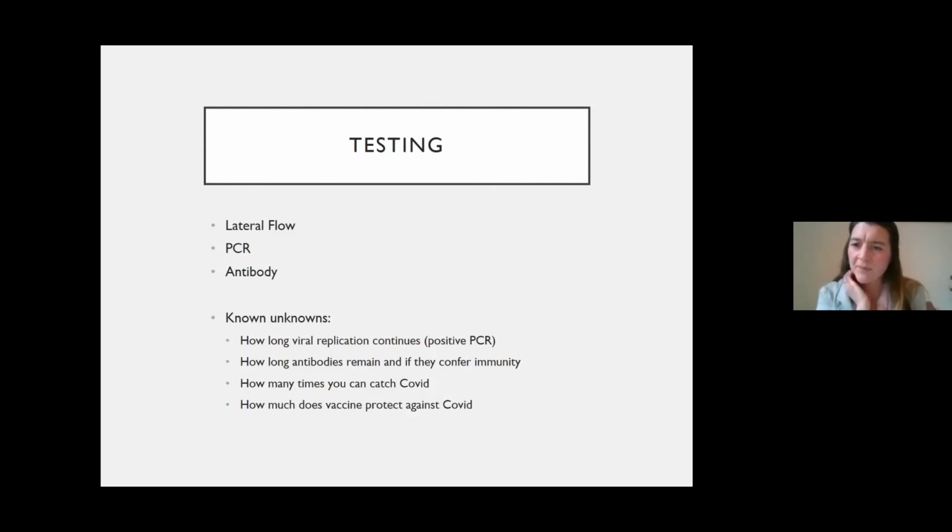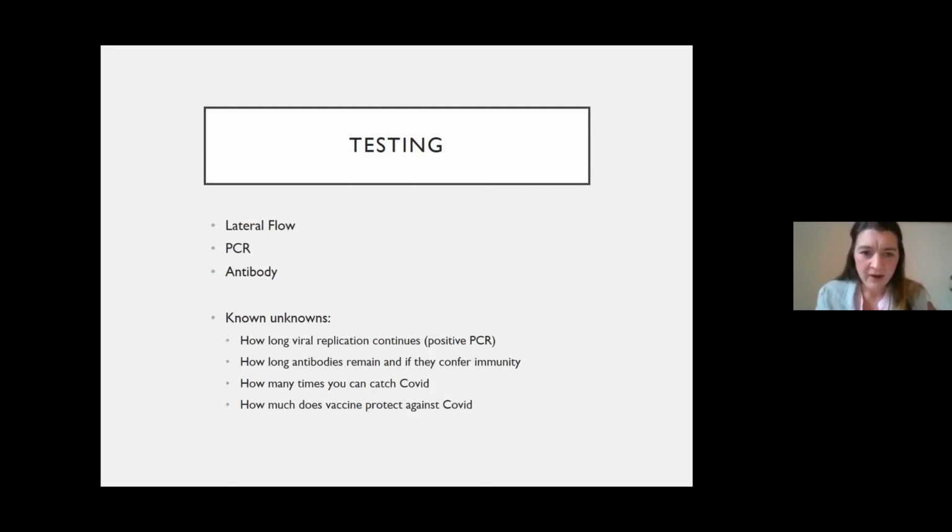Just a note that PCR tests can remain positive for 90 days after initial infectivity, and therefore it's important not to retest with PCR within the 90-day period unless somebody presents with new COVID symptoms, as they may be reinfected, which unfortunately is possible.